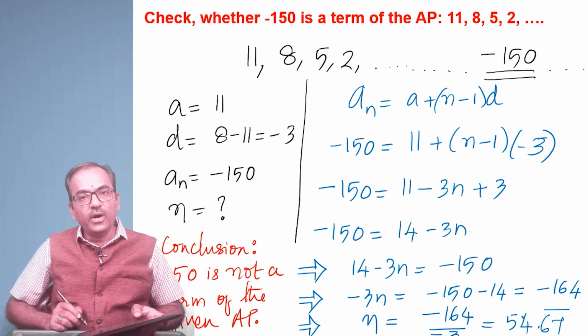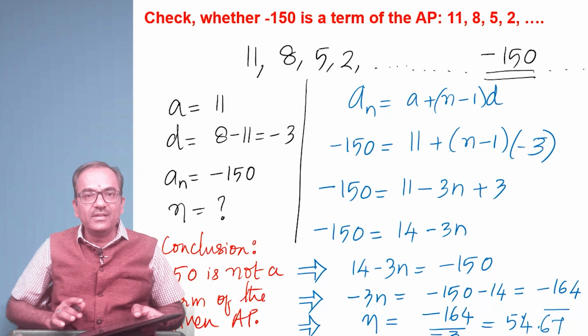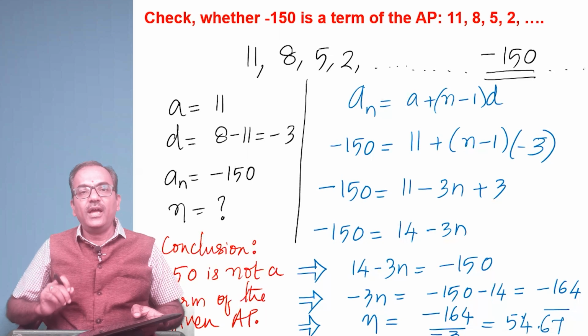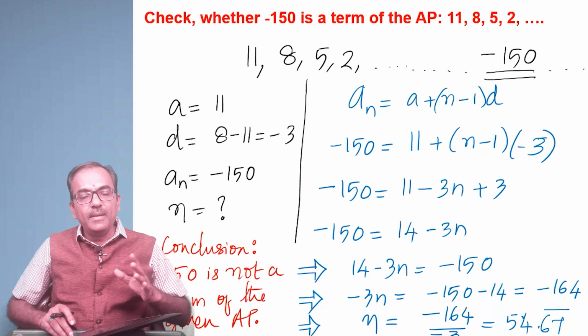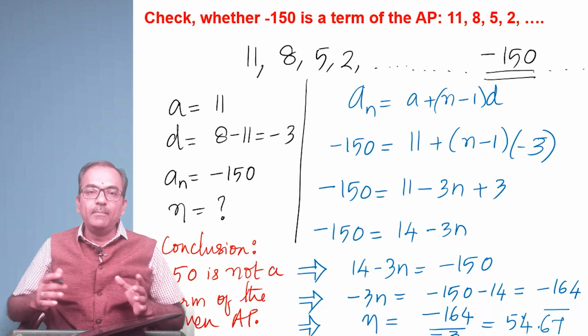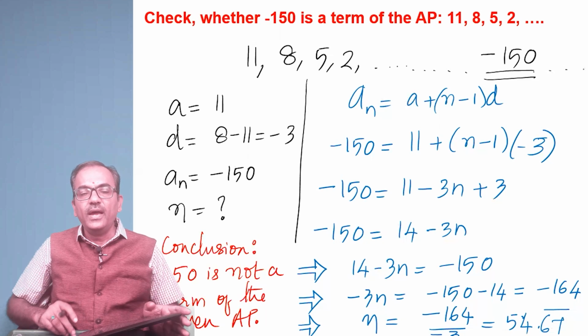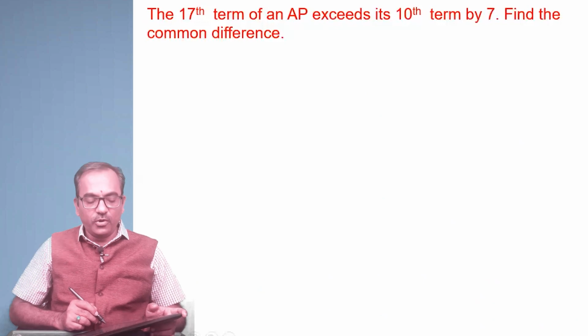Dear children, hope you understood the consequence and the procedure involved in the problem. You need to make a judicious decision as to whether minus 150 belongs to the given AP or not. In a similar way, an AP will be given to you and a number will be given to you, and you need to check whether the number belongs to the given AP or not. And this is the procedure that follows. Let's move on to the next problem.